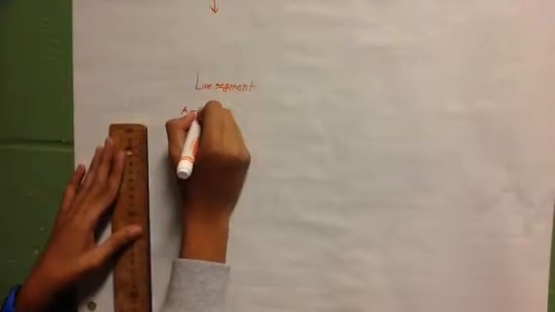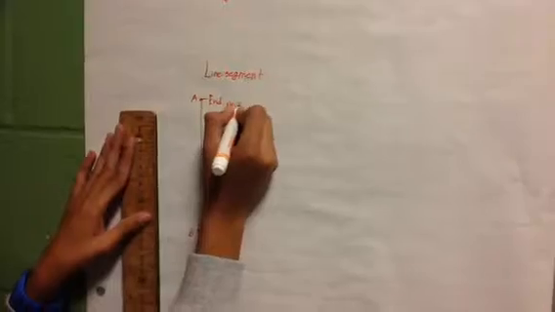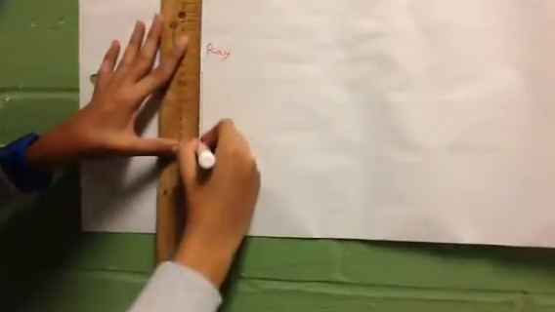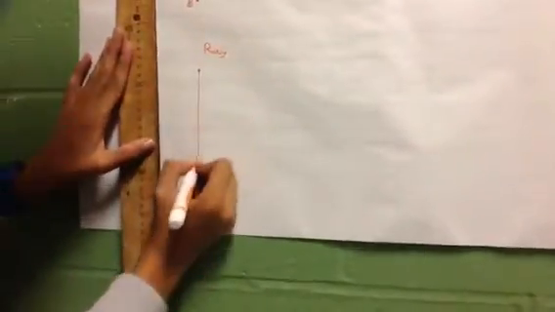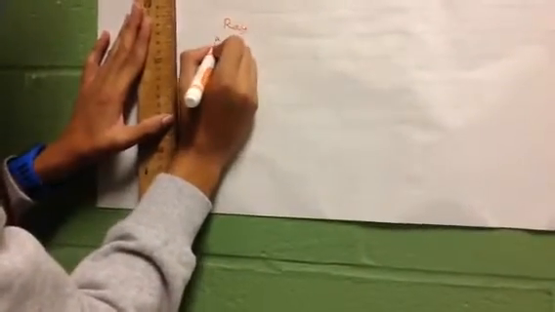So now the final and last one. Okay, the final and last one is a ray. It has one endpoint, and the rest just keeps going on forever and ever. And as you see, there's only one endpoint on this.